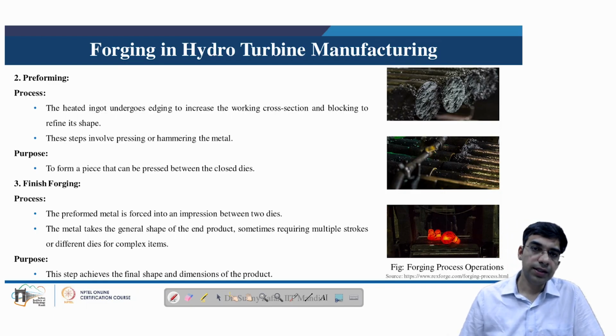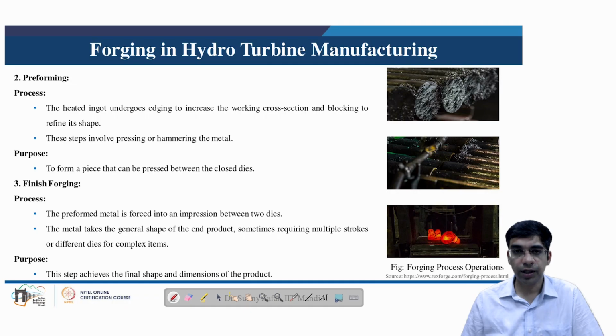Step number 3 is finish forging. In the finish forging, the preformed metal is forced into the impression between two dies. The metal takes the general shape of the end product, sometimes requiring multiple strokes or different dies for complex items. The purpose of this finish forging is to achieve the final shape and dimensions of the product.